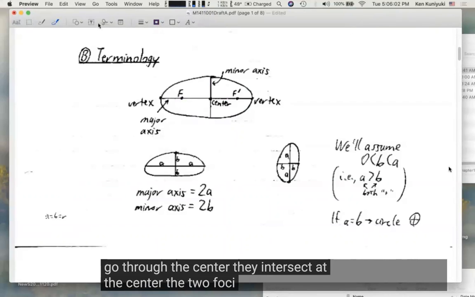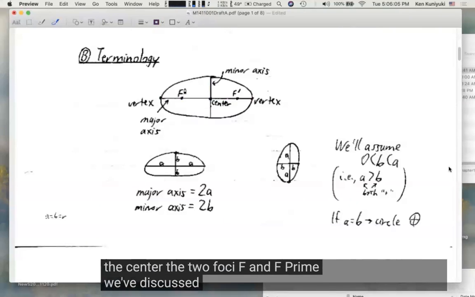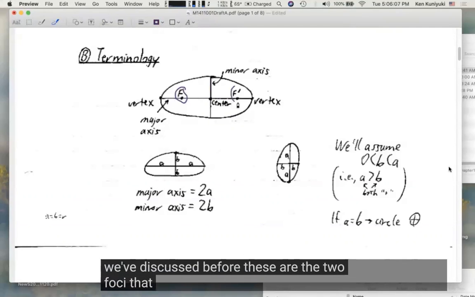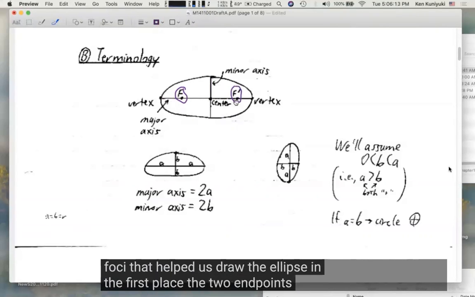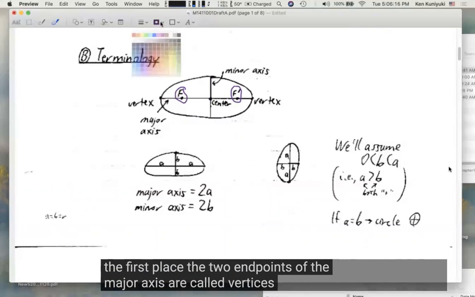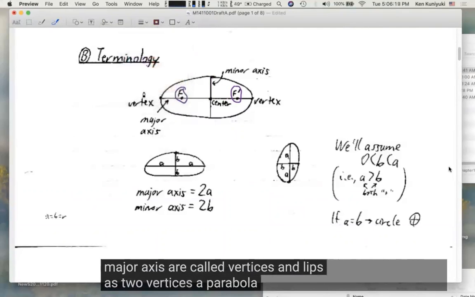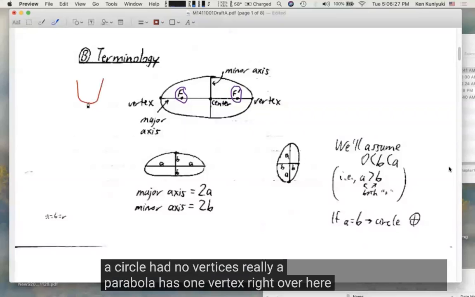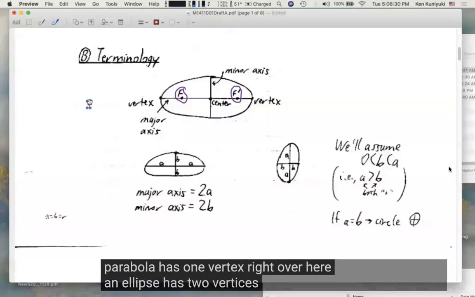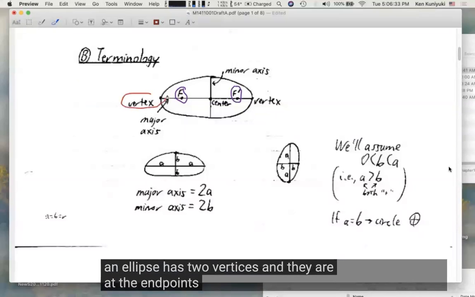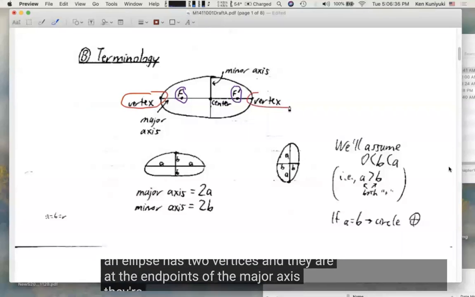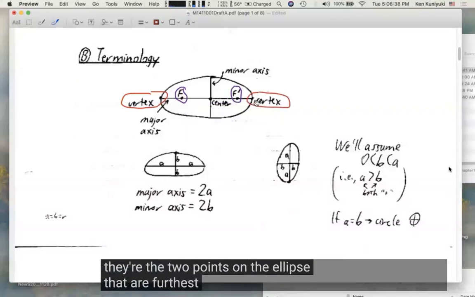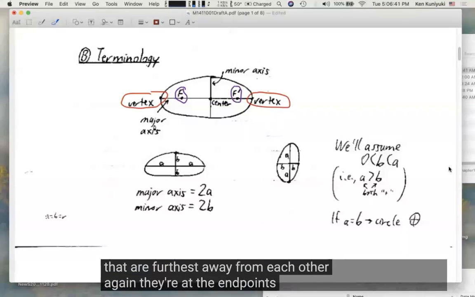The two foci, F and F prime, we've discussed before. These are the two foci that helped us draw the ellipse in the first place. The two endpoints of the major axis are called vertices. An ellipse has two vertices. A parabola had one vertex. A circle had no vertices, really. A parabola has one vertex, right, over here. An ellipse has two vertices, and they are at the endpoints of the major axis. They're the two points on the ellipse that are furthest away from each other. Again, they're at the endpoints of the major axis.